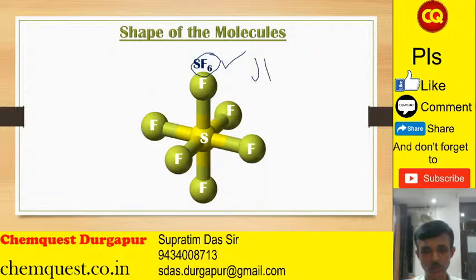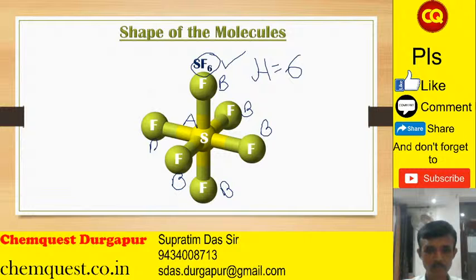H equal to 6 in SF6. H equal to 6, then sulfur is A, B6, six fluorine atoms are here.